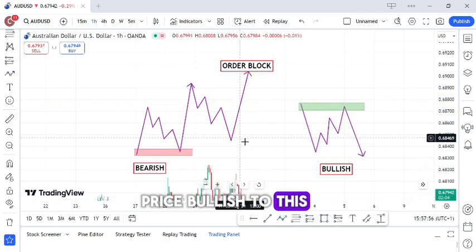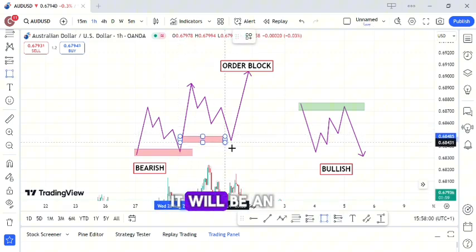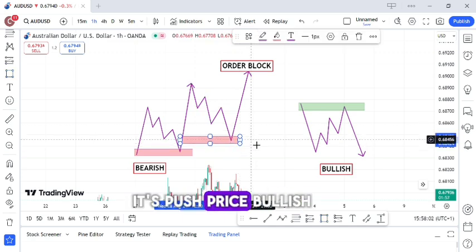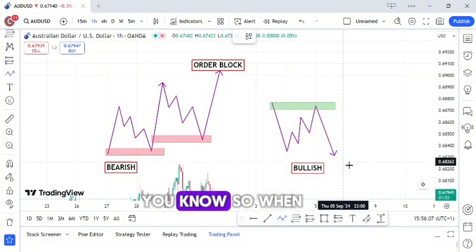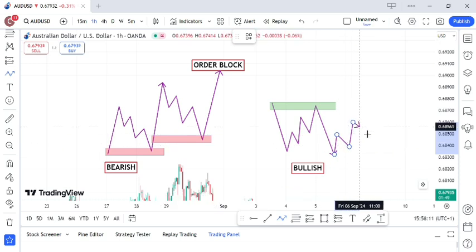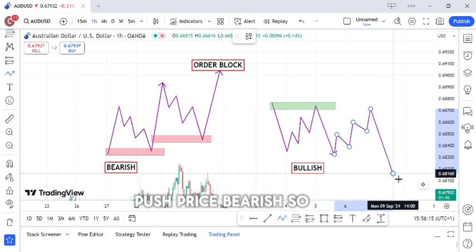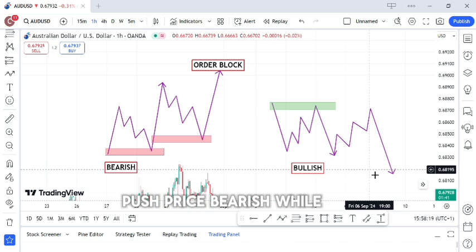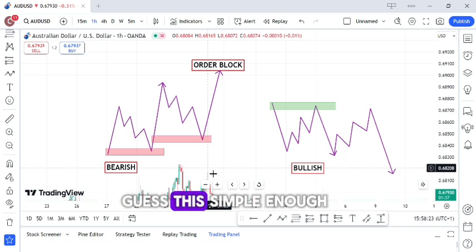So this will be our order block, there will be an order block here as well, to push price bullish. Same thing with a bearish, so when price is going up to another block, it will push price bearish. So the bullish order block pushes price bearish, while the bearish order block pushes price bullish. I guess this is simple enough.